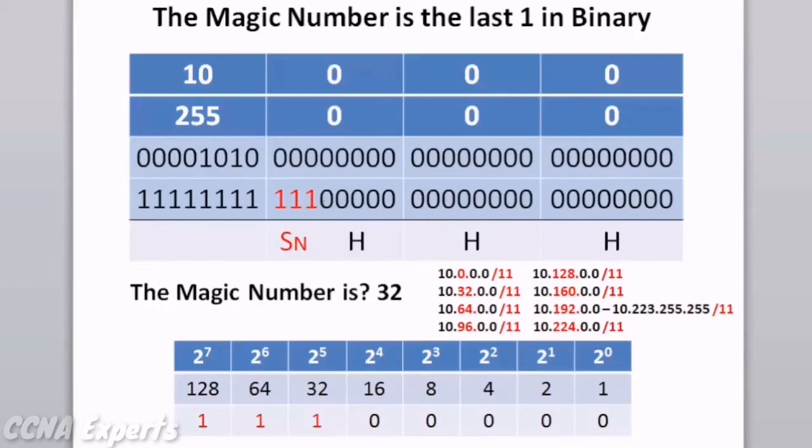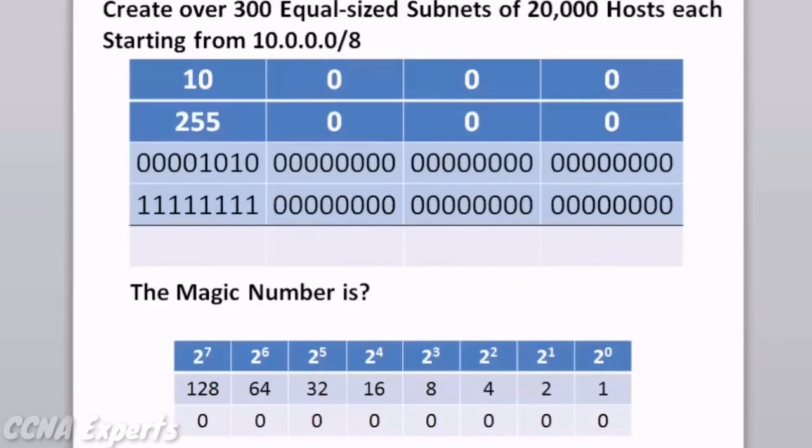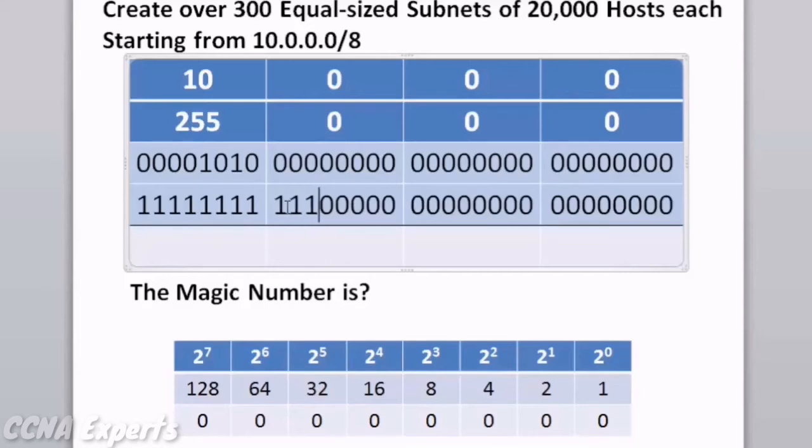What about a more difficult scenario? In this scenario, we need to create over 300 equal-sized subnets of 20,000 hosts each, starting from the 10.0.0.0/8 network. So we need to create a lot more subnets, and we need a lot of hosts. Looking at this situation, we know that we're going to need to borrow bits from the host portion of our subnet mask. The question is, how many bits will we borrow? If we borrow 1 bit, we have 2 subnets. Now we have 4 subnets, 8 subnets, 16, 32, 64, 128, 256, 512. If we borrow 9 bits, we'll have 512 subnets that we create, and that will be sufficient to meet the demand for 300 equal-sized subnets.